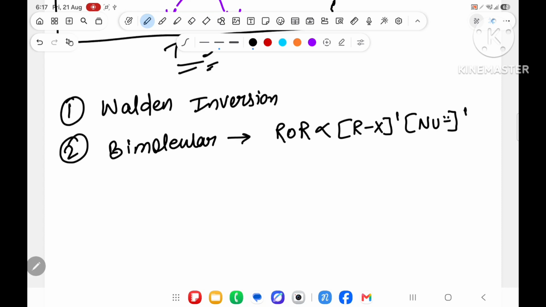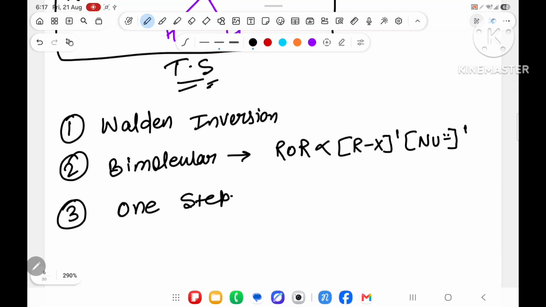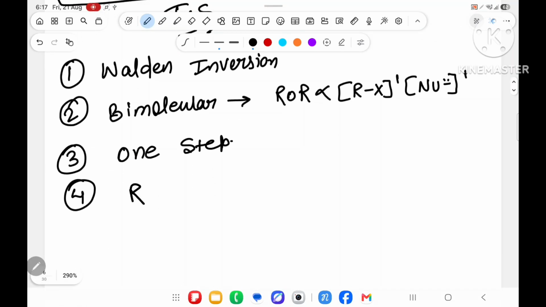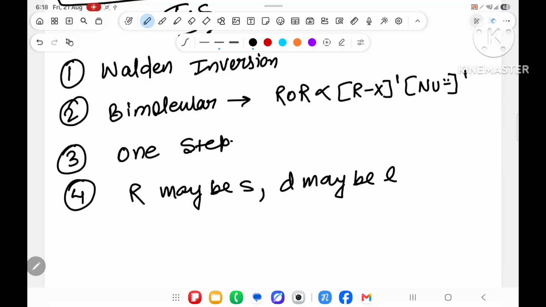Understood? Third important point: it is a one-step reaction. This reaction happens in only one step, the transition state. Fourth important point: R may be converted into S. Rectus is converted into sinister. D may be converted into L. Dextro may be converted into levo. D means dextro, L means levo. R means rectus, S means sinister. Why am I dictating all this? You know that, because we have already studied GOC and isomerism, no need to say.